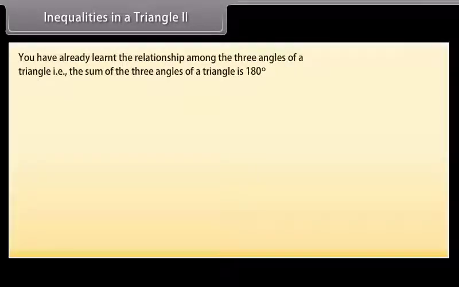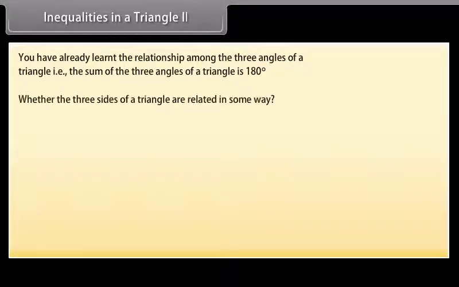Inequalities in a triangle 2. You have already learned the relationship among the three angles of a triangle, that is, the sum of the three angles of a triangle is 180 degrees. We shall now study whether the three sides of a triangle are related in some way.